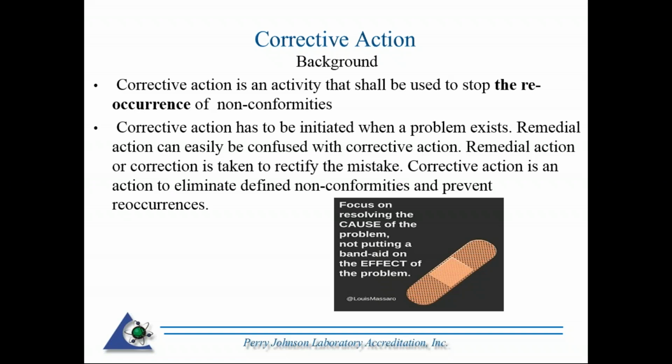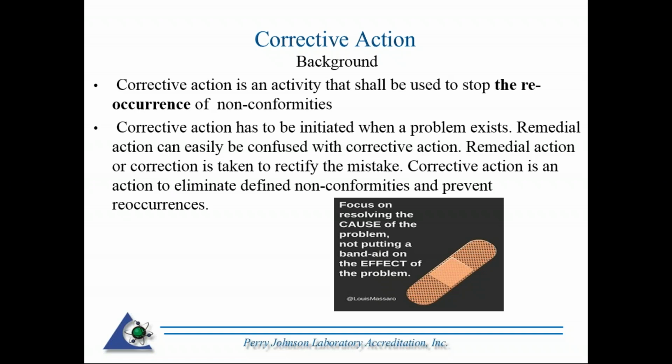Remedial action can easily be confused with corrective action. Remedial action, or correction, is taken to rectify the mistake. Corrective action is taken to eliminate a defined nonconformance, and again, to prevent reoccurrence. I like to look at the correction initially as sort of putting a band-aid on the situation. It may rectify and correct the situation at hand.